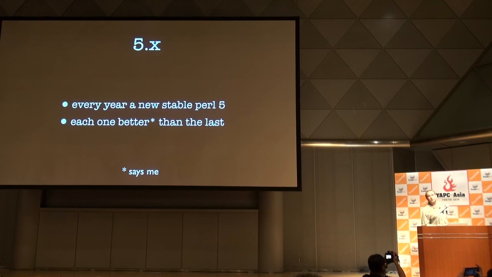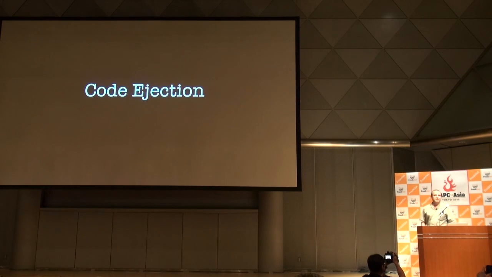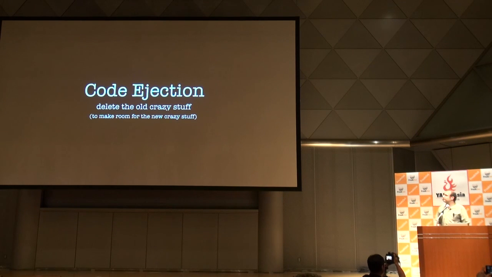And the first thing I like to do to get a better release of Perl every year is to eject code, to get rid of stuff that I don't like. We delete all the old crazy code to make room for new crazy code. So let's talk about the stuff we deleted, because even if we don't need to know it anymore, it's pretty funny.